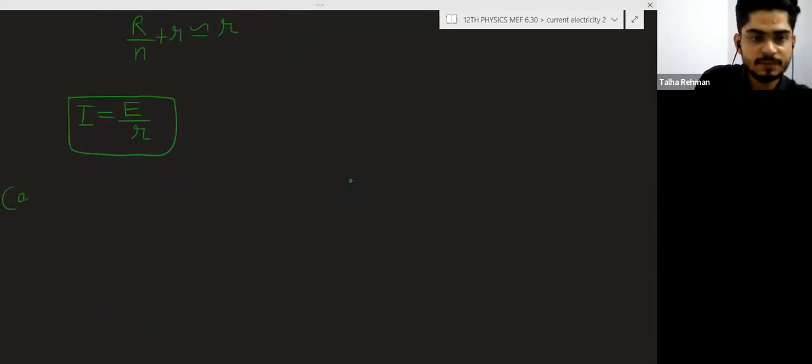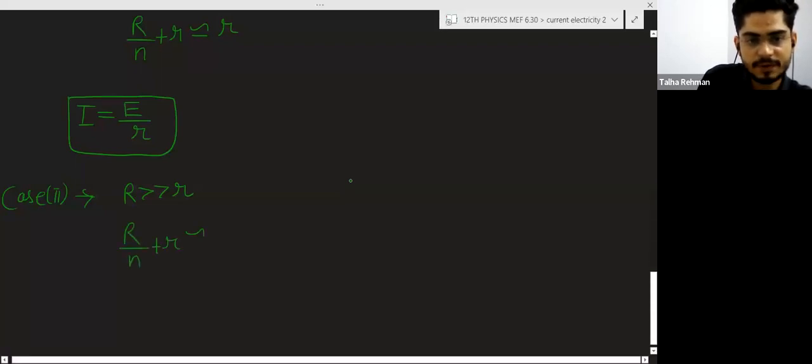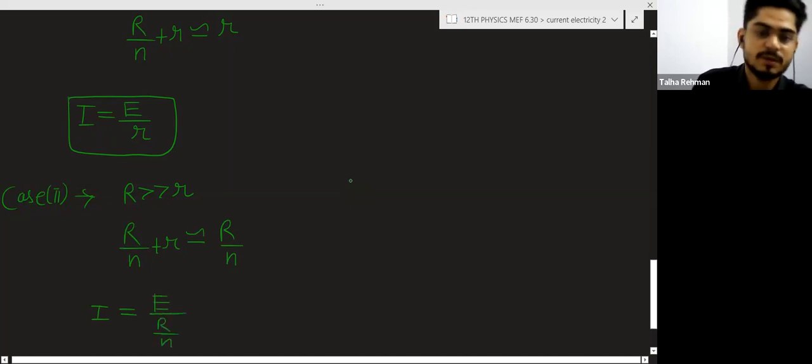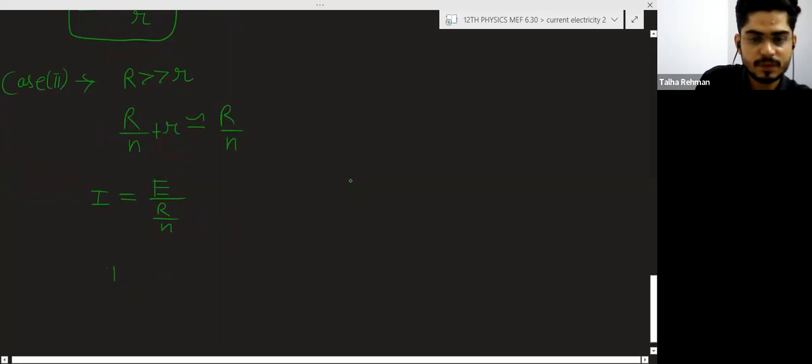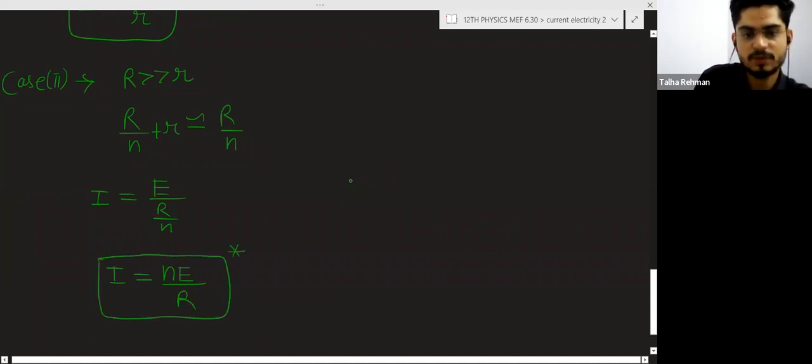Now case 2: when the external resistance R is much greater than r, then r by n plus R can be written as R. So the current will be I is equal to E divided by R by n. Then you will get the answer I is equal to nE divided by R.